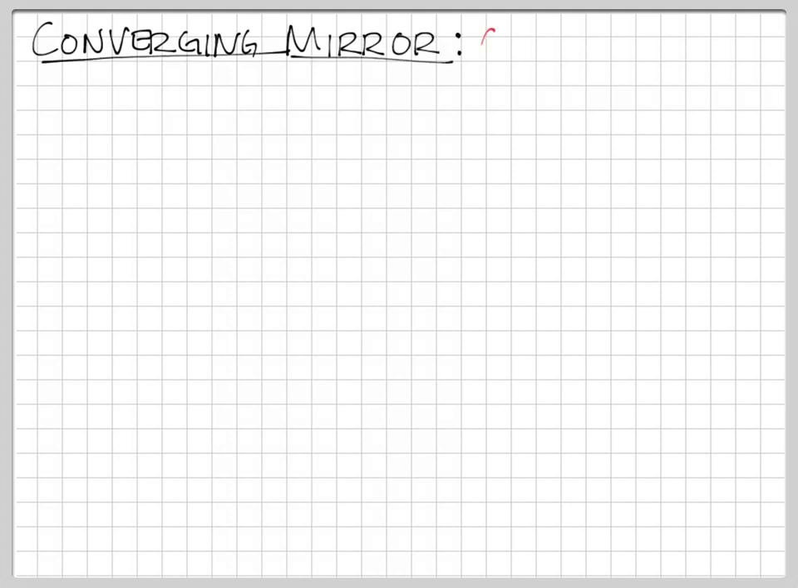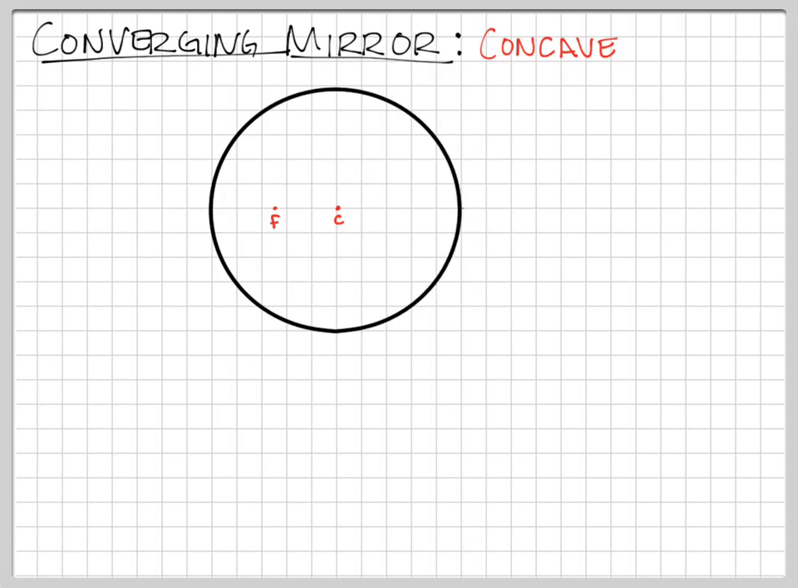The next one that we talk about is a converging mirror. This is a concave mirror. It's the other shape. Now, we're going to draw it real quick. So, we'll put C in and F in. We'll go back. That's our sphere, where C is the center of the circle. F is the focal point, halfway between the center of the circle and the mirror. So there's the same relationship as before.